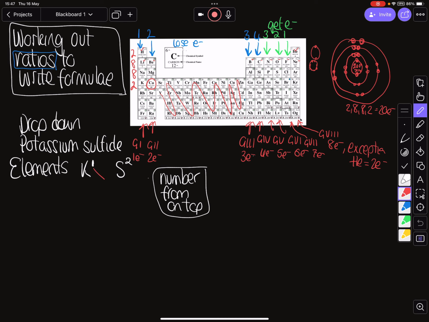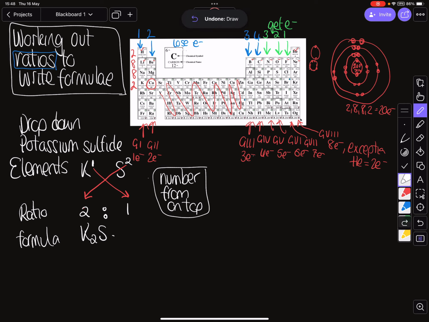And we're going to drop the 1 over here, and the 2 over here, and we rewrite our numbers. So it's going to be written as a 2 and as a 1. And that's telling us our ratio. This is our ratio. So now if I have to write the formula, I am just going to write K2S. And we've said chemists are really lazy. We could put the 1 in here, but we just don't, to save time.